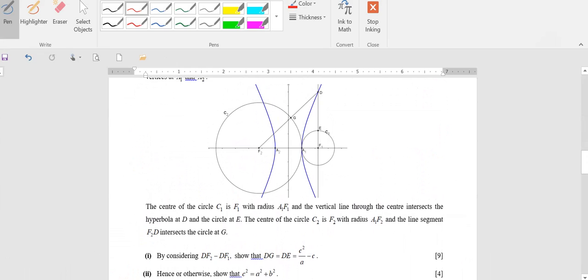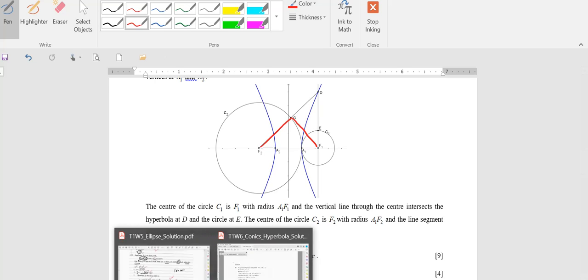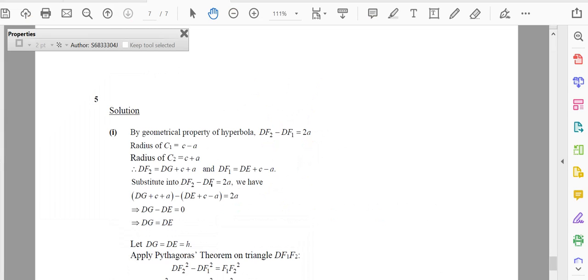Again, a geometrical problem. The question will typically guide you. They say by considering DF2 minus DF1. But we know actually F2G minus GF1, we know this difference over here. So how do we consider DF2 minus DF1? Because we have this property here, DF2 minus DF1 is equal to 2a.